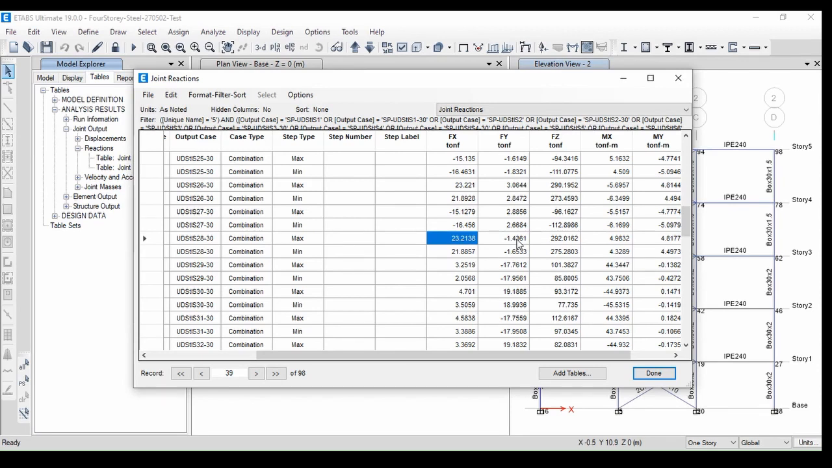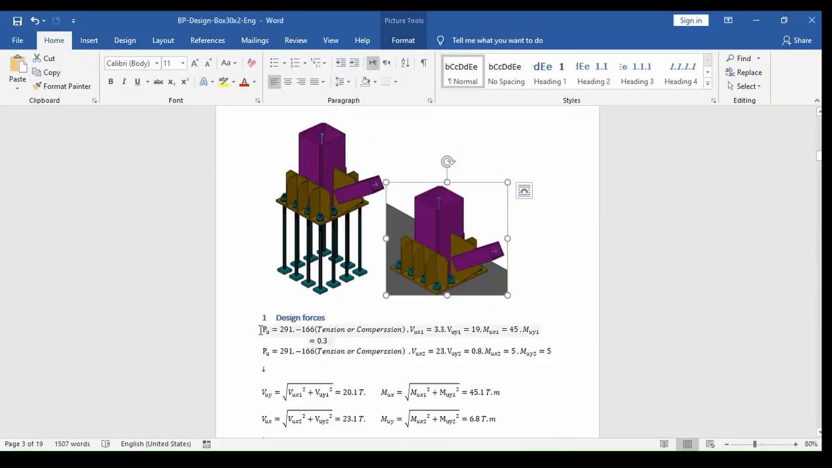In general, we will have 4 load combinations. Here I put them all in combination mode. PU stands for axial force. VUX stands for shear force in x direction. VUY stands for shear force in y direction. MUX and MUY stand for moment about x-axis and y-axis respectively.